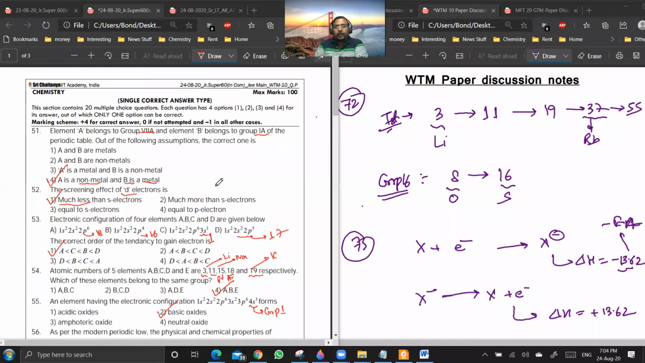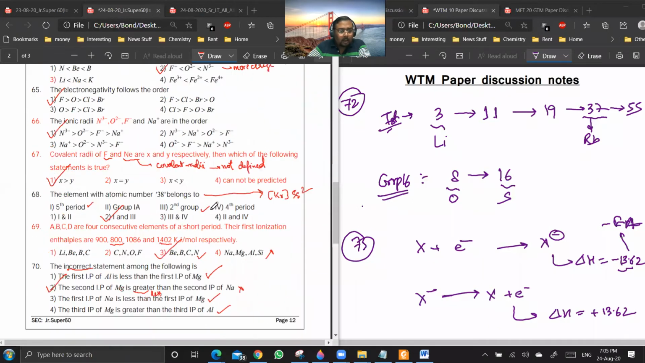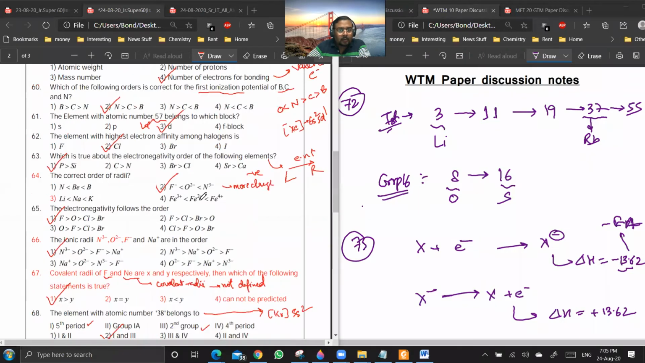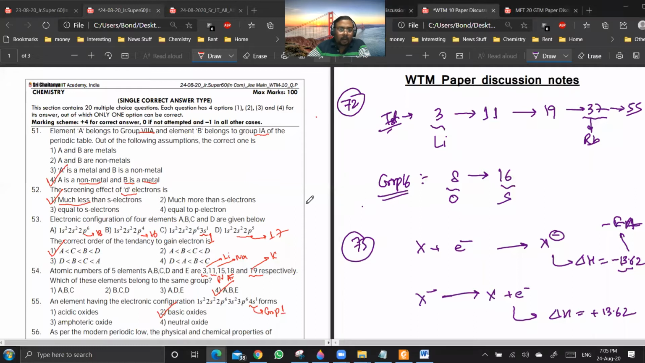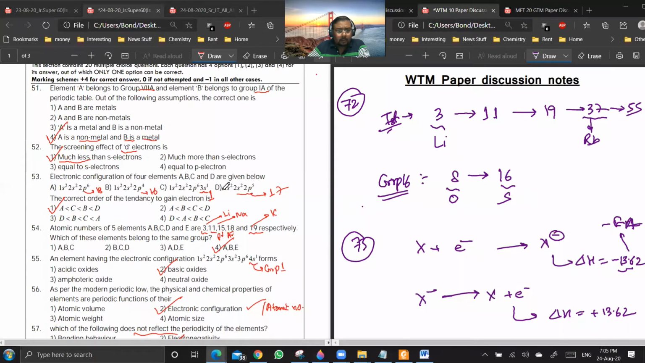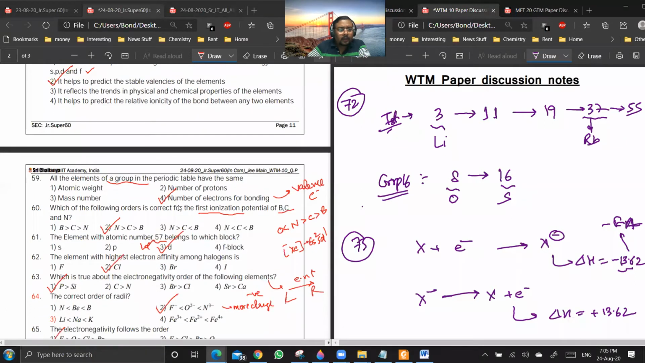Hello people. Today we are going to discuss WTM 10 as well as WTA 10, because it is a periodic properties paper. So we'll be having both the discussions today. This is the paper in front of you. This paper looks easy. There are 75 questions here. First, let us go through this paper and then we will discuss the advanced one. Okay, 51 to 54, any doubts? No, sir. I think all the questions are very factual. 55 to 58? No, sir. Then 59 to 64.